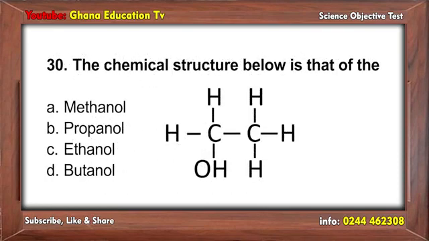Number 30. The chemical structure below is that of A. Methanol. B. Propanol. C. Ethanol. And D. Butanol.